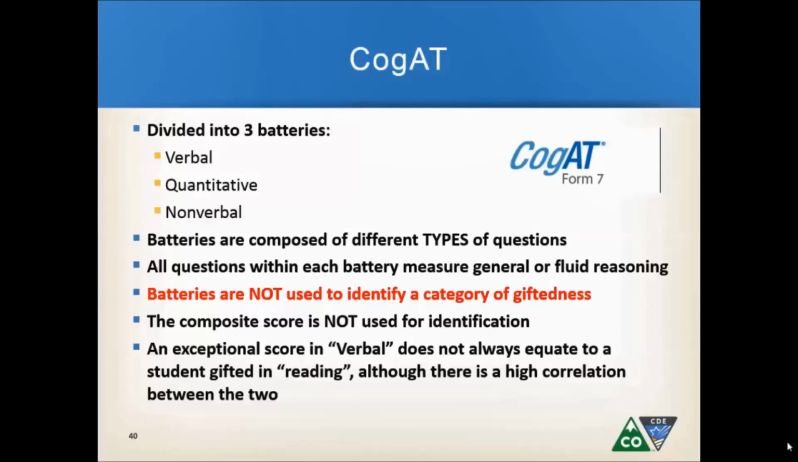Now, we do know there is a high correlation between the two. Likewise, a student who scores high in the quantitative battery doesn't necessarily mean that that student is going to be identified in the area of mathematics.